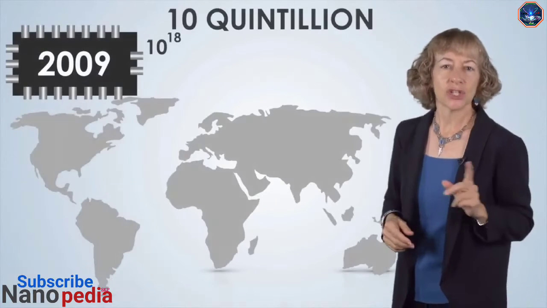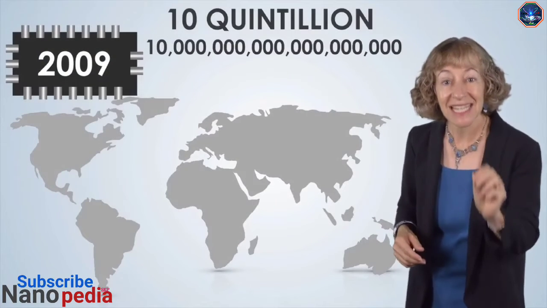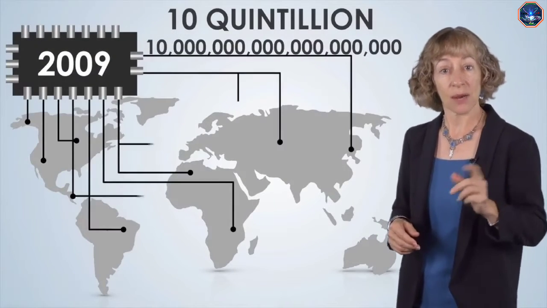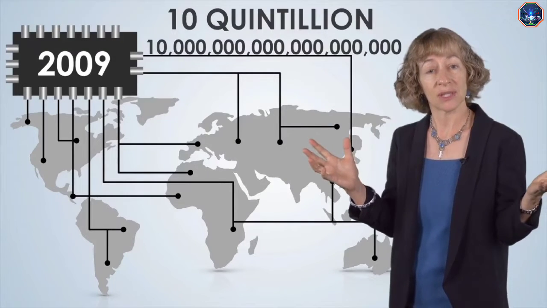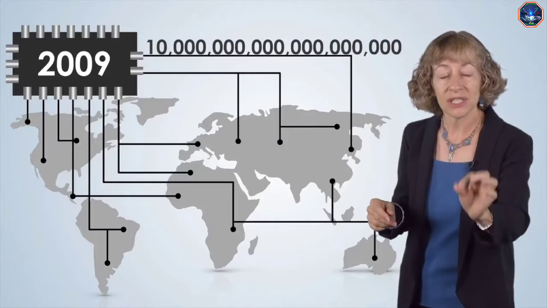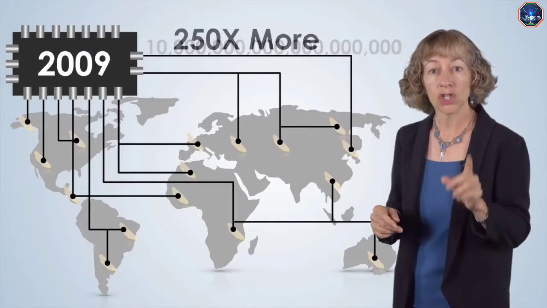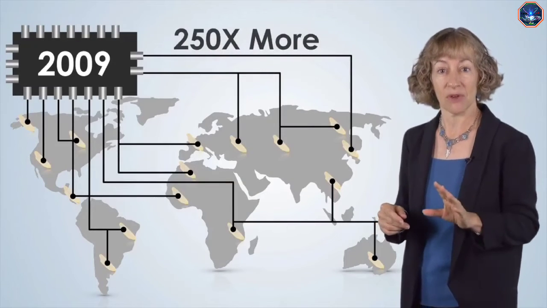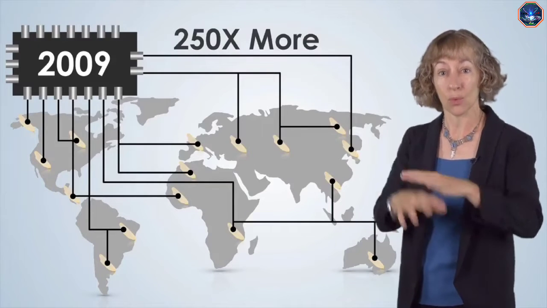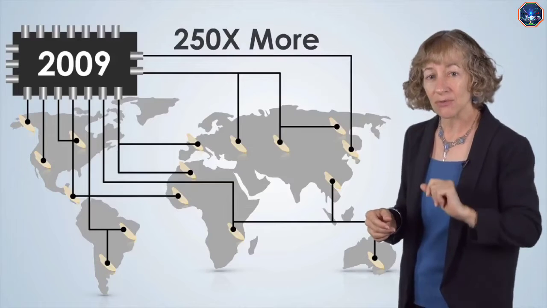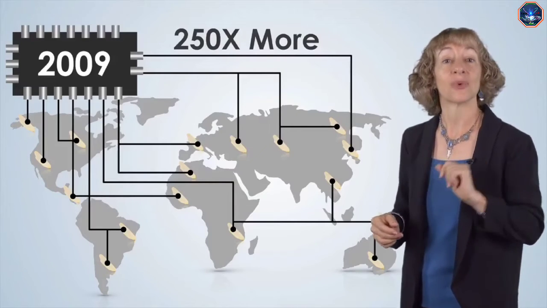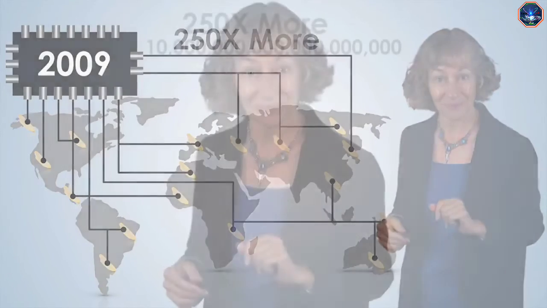Consider this. In 2009, there were 10 quintillion transistors made in fabrication facilities with clean rooms like the one you will be introduced to in this course. Those 10 quintillion transistors are 250 times the number of grains of rice that were eaten worldwide that year. And for the price to produce a single grain of rice, we can produce 125,000 transistors.